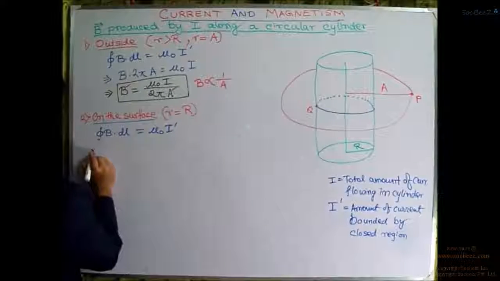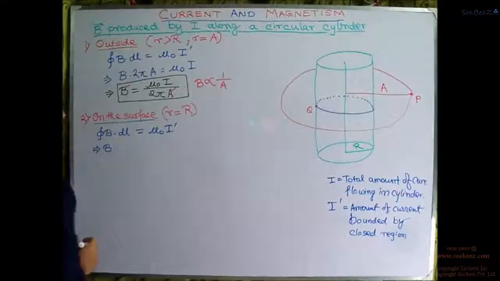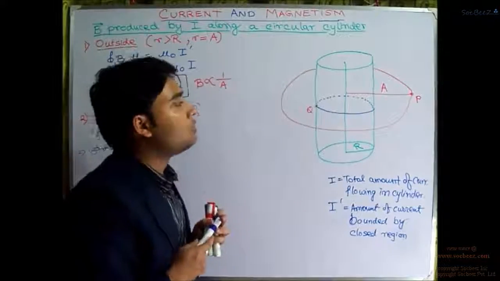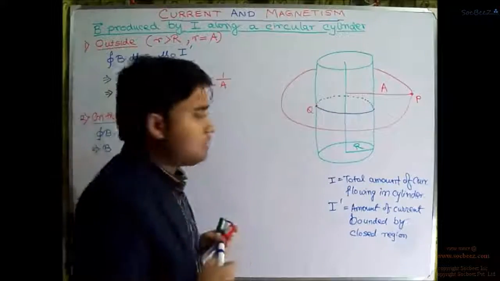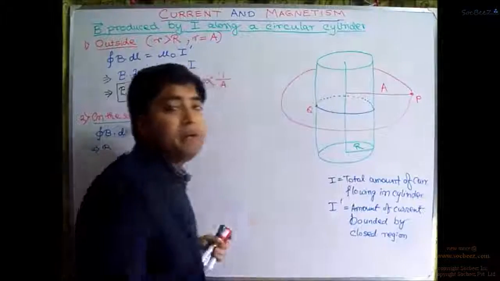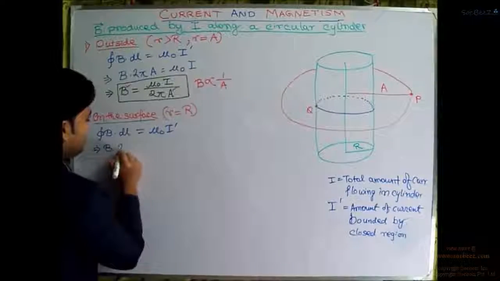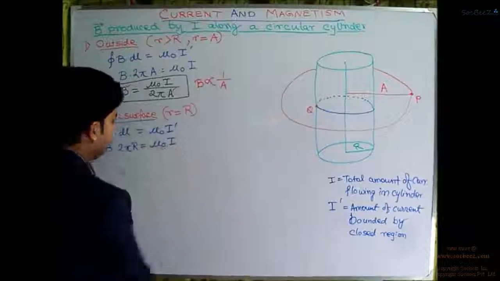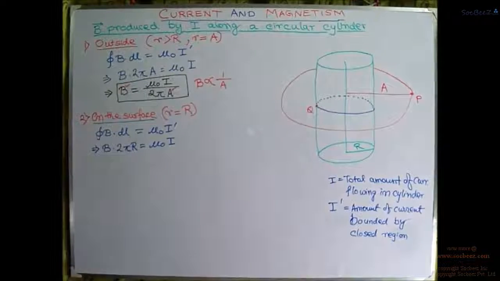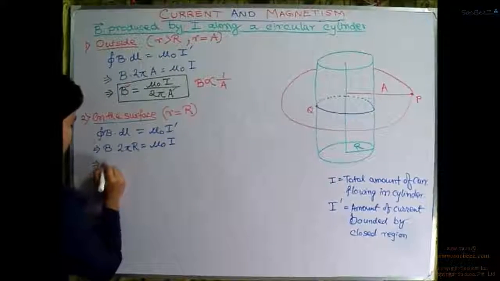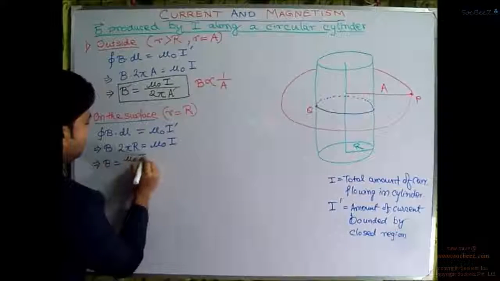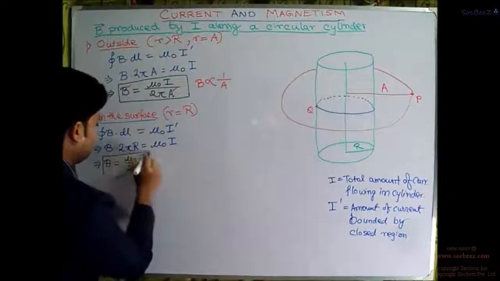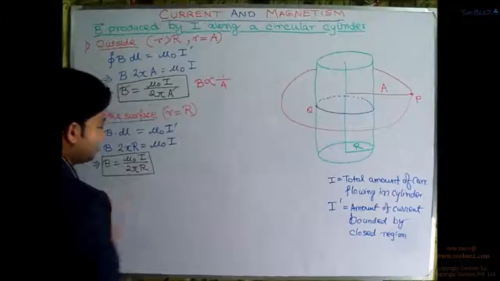So B multiplied by the line integral of dl over this region will be equal to the perimeter of this circle. The perimeter of this circle with the radius of capital R will be 2 pi capital R. So B times 2 pi capital R equals mu naught I, which implies that we could write B equals mu naught I divided by 2 pi capital R. Right?